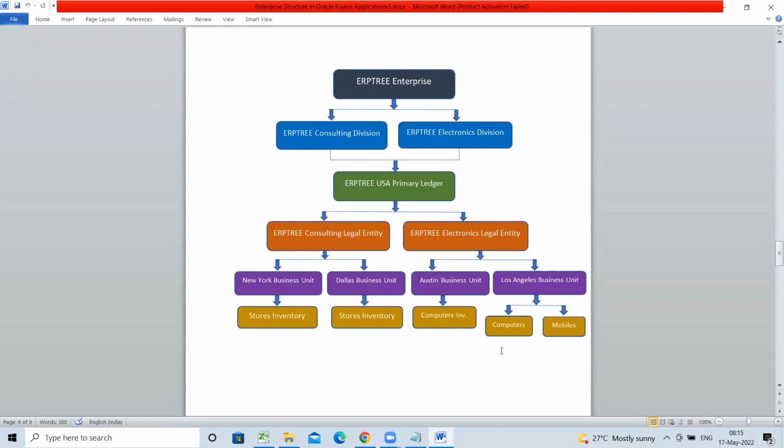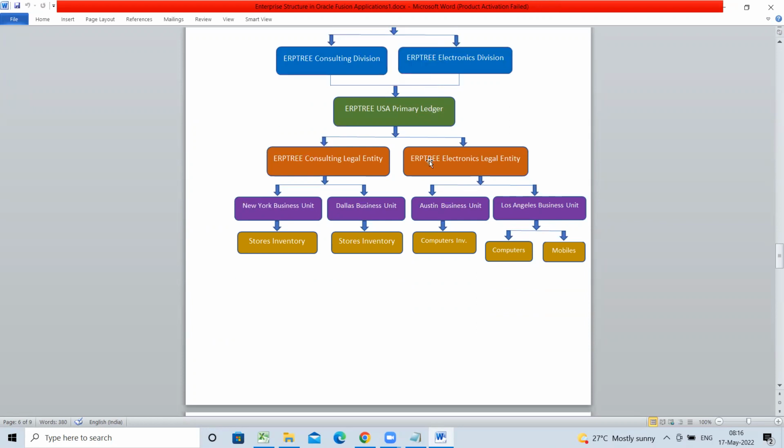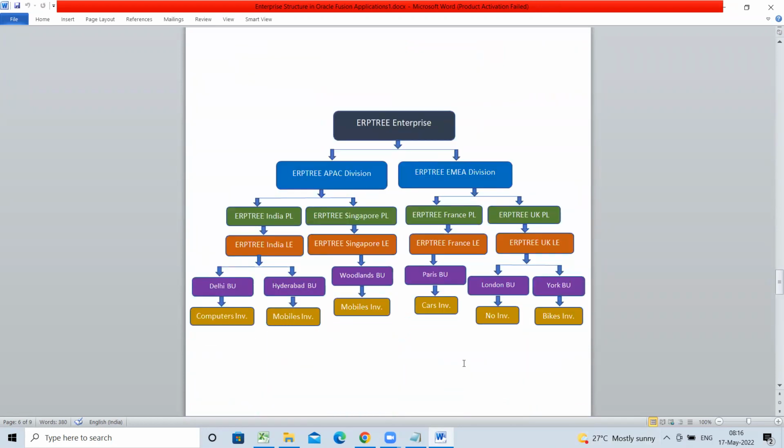Different verticals of businesses you can take as separate divisions. Say client is doing 4 different businesses. Each business we can take as a division. Or else here you can look at another example. Say client is operating the business in 4 countries: India, Singapore, France, UK. Now in 4 countries, we are taking 2 divisions. India and Singapore fall under APAC division, and France and UK come under EMEA division.